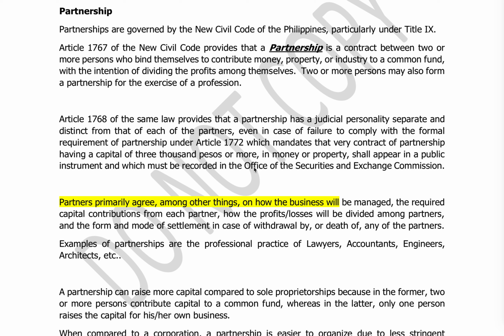Partnership may enter into a contract on its own name. Partnership can own assets on its own name, can incur expenses, can earn income. Ayan. It has a separate juridical personality.